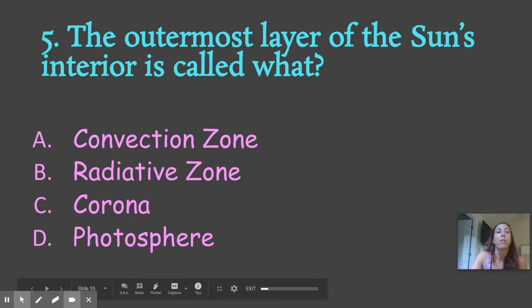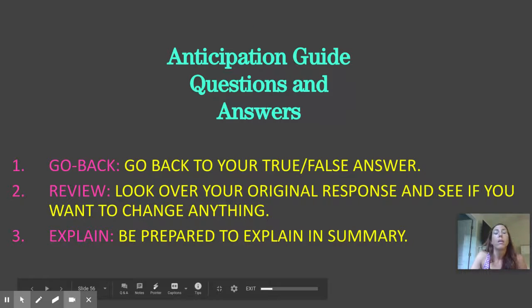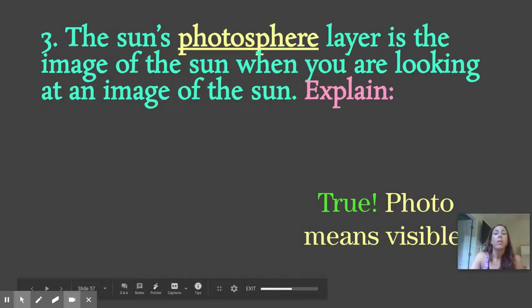Okay, so we're done with our quiz. The last thing we need to do is go back and look at our warm-up questions. So go back to your true-false questions. The first question was that the sun's photosphere layer is the image of the sun when you're looking at an image of the sun. And that one is true because remember, photo means visible.